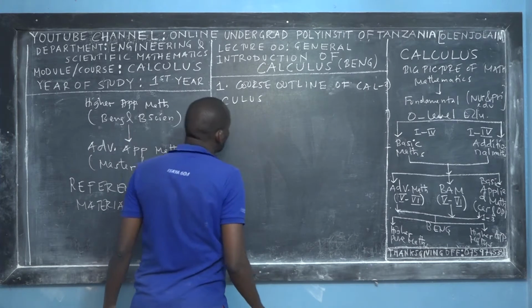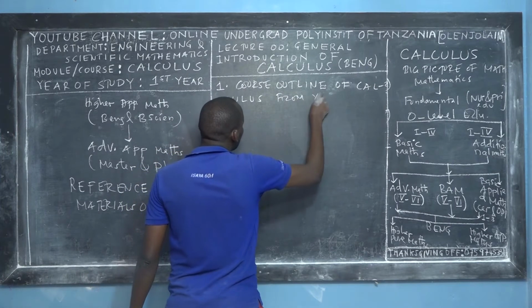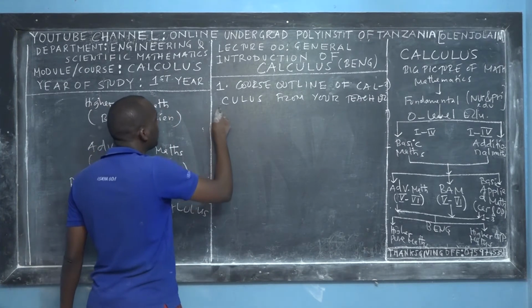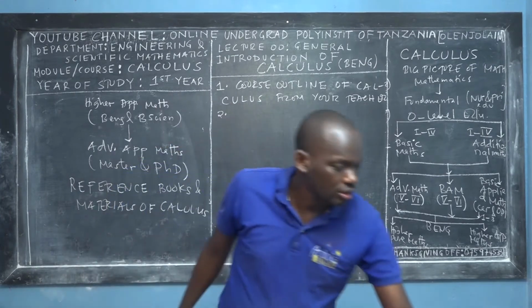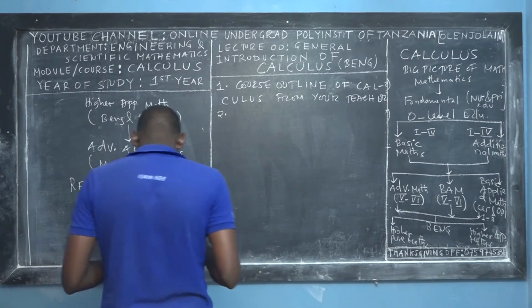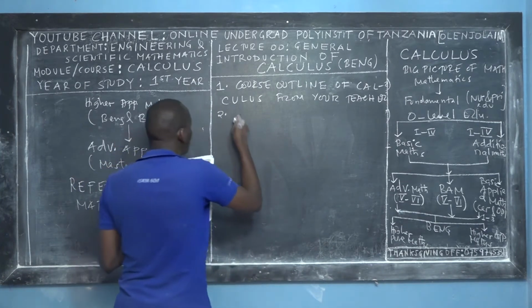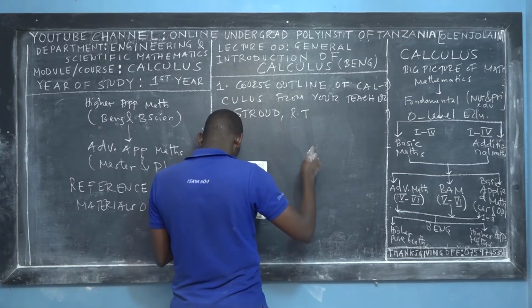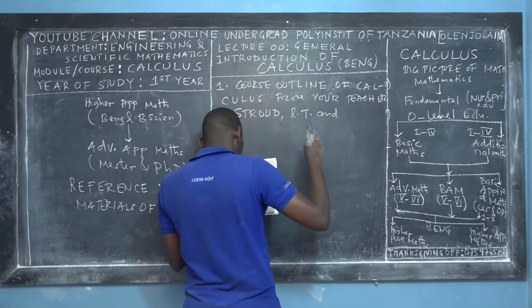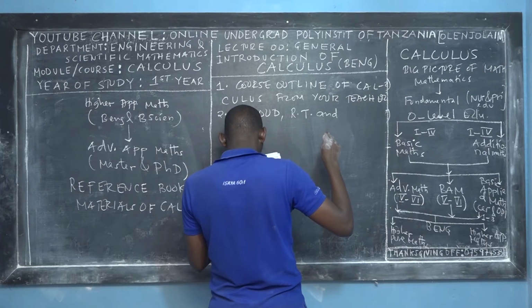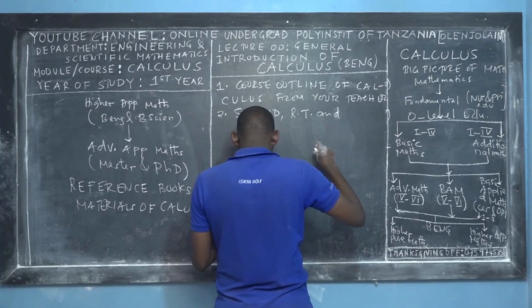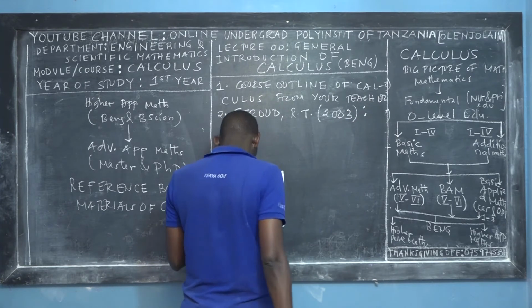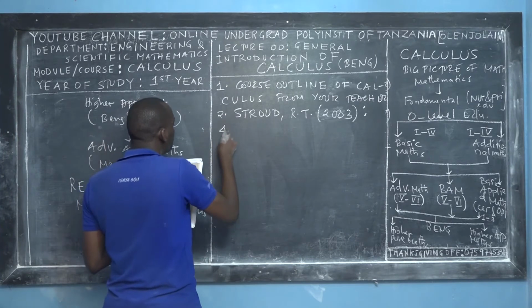You can get the course outlines of calculus from your teacher. Since I'm your teacher, I will give you the course outlines for calculus. The second reference book in order for you to learn calculus is Stroud. This is the name of the author, Stroud. Then there is the second book, by two authors. It was written in 2003, and the book is called Advanced Engineering Mathematics, the fourth edition.